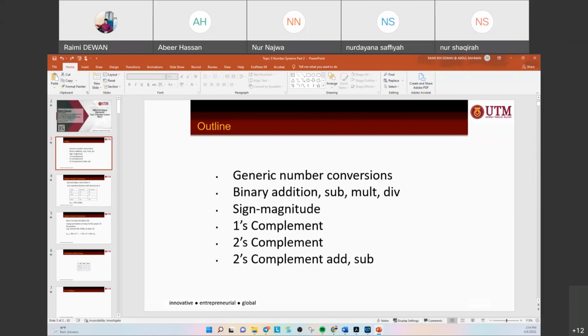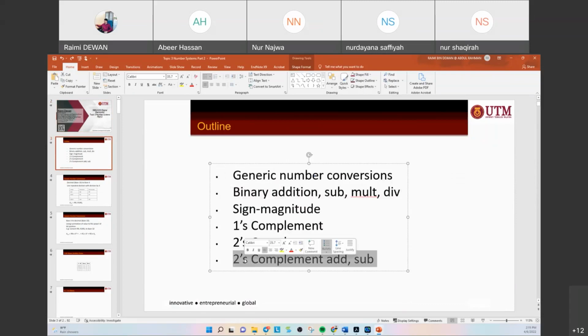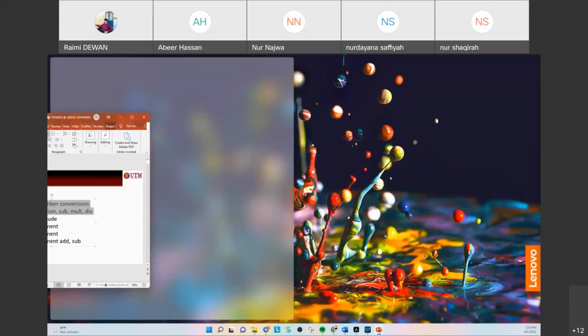So the outline for Topic 3, Number System Part 2: we have generic number conversion, binary addition, subtraction, multiplication, division, sign magnitude, first complement, two's complement, and two's complement addition and subtraction. This last one is for the operation involving two's complement. These two have been covered by my previous lecture.